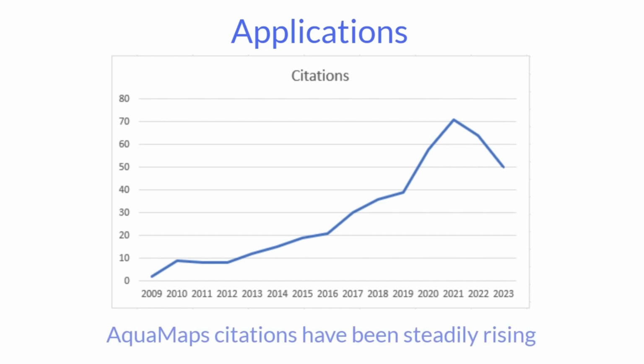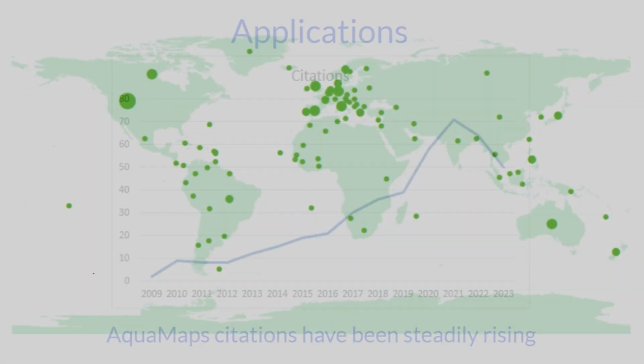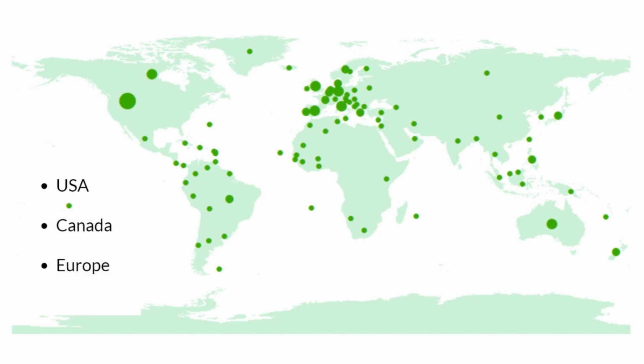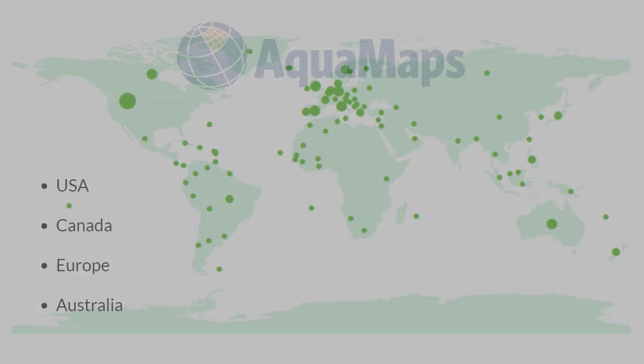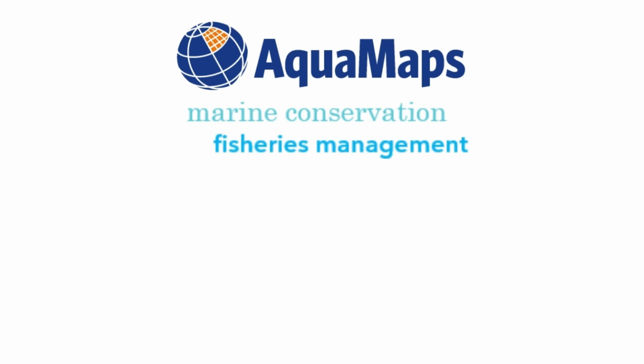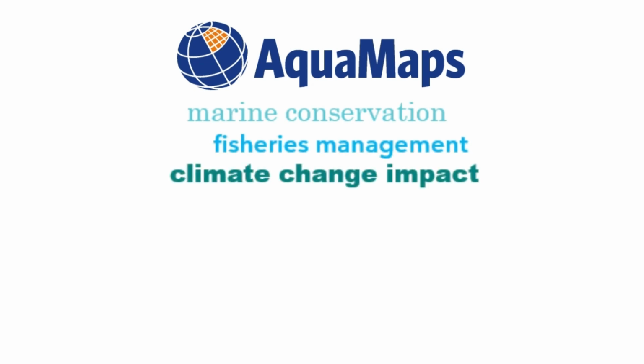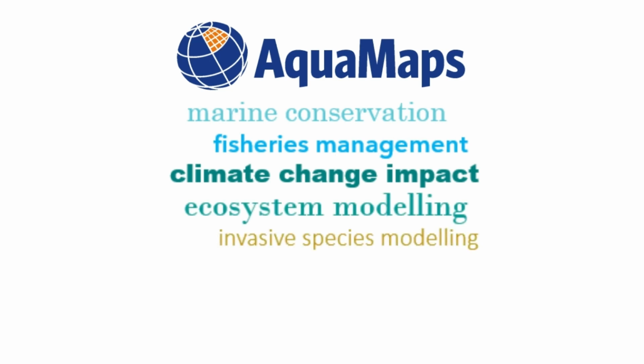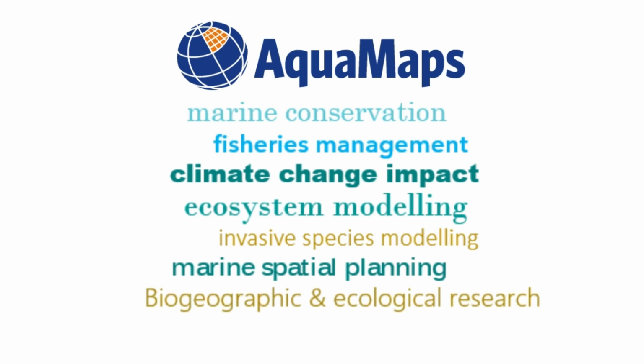Since 2009, AquaMaps citations have been steadily rising. Globally, the United States, Canada, Europe, and Australia are the regions where AquaMaps is used the most. AquaMaps has been used in a variety of applications, including marine conservation, fisheries management, climate change impact assessment, ecosystem modeling, invasive species modeling, marine spatial planning, biogeographic and ecological research, as well as education and outreach purposes, demonstrating the potential distribution of species to students, policymakers, and the public.